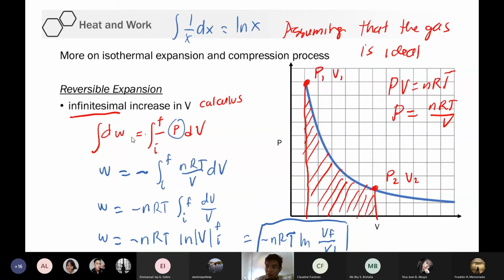So the equation is dW equals negative P dV. And we assume that the gas is ideal, so we plug in PV equals nRT, or P equals nRT over V. Yung n, yung R, yung T, constant yan, so ilalabas mo yan. So the integral of this, according to calculus, is ln x, or in our case, ln V, kasi V yung ating variable. Evaluating it from initial to final, we will get negative nRT ln Vf over Vi. Ayun.